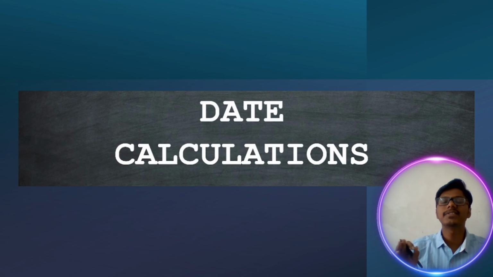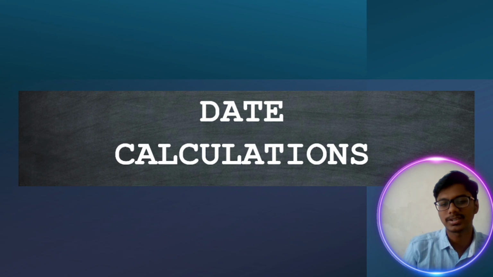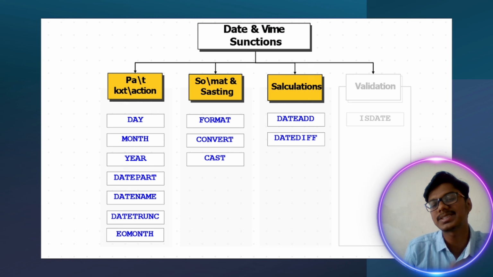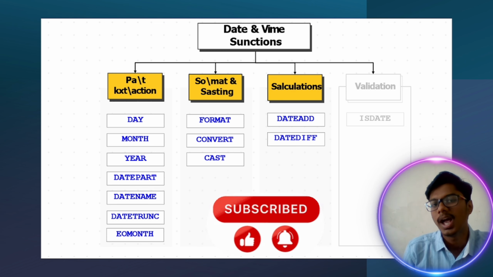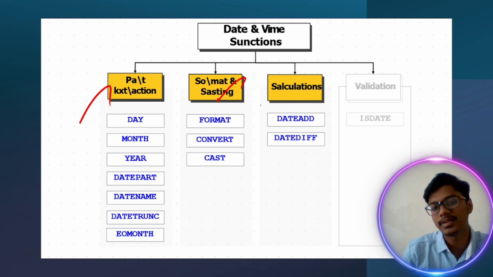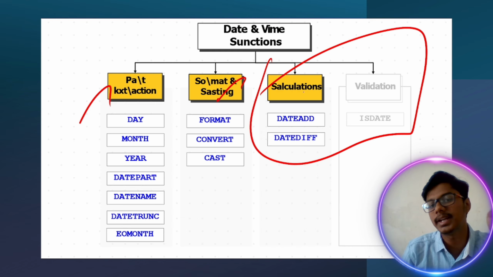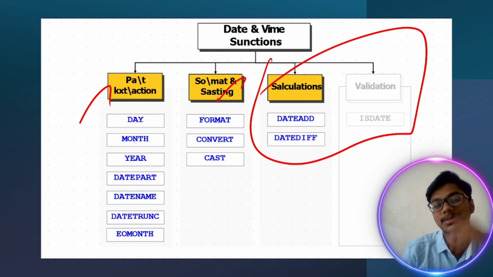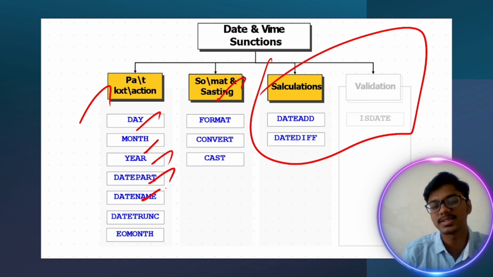Yes guys, in this video we are going to dive into something exciting about the date calculations. In my previous video we discussed the datetime functions, which can be categorized into four categories. We completed the part extraction and the formatting and casting. Today's agenda is the date calculations and the validations. In the part extraction part we discussed the day, month, year functions, datepart functions, datename functions, datetrunc functions, and eomonth functions.